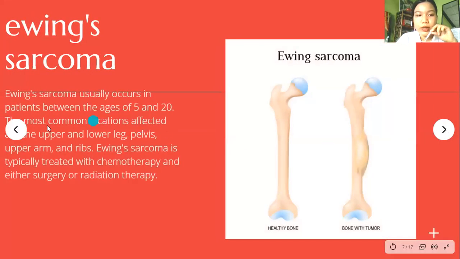Ewing sarcoma occurs in patients between the ages of 5 and 20. The most common locations affected are the upper and lower leg, pelvis, upper arm, and ribs. Ewing sarcoma is typically treated with chemotherapy and either surgery or radiation therapy. As you can see in the picture here, this is a healthy bone, and here is a bone with an Ewing sarcoma tumor.